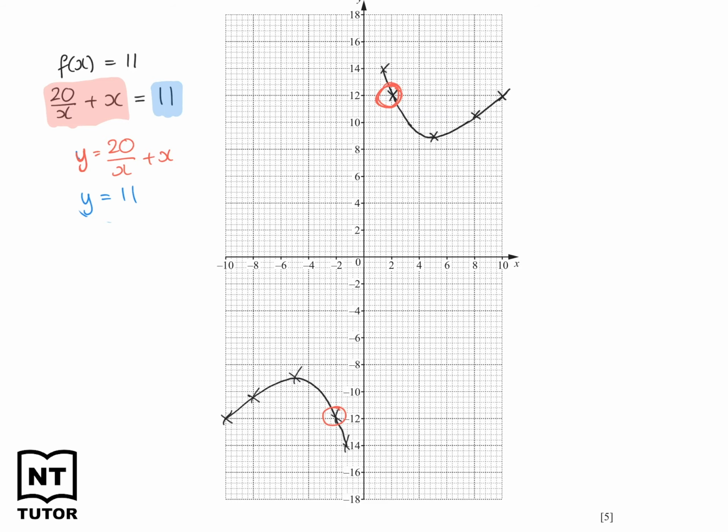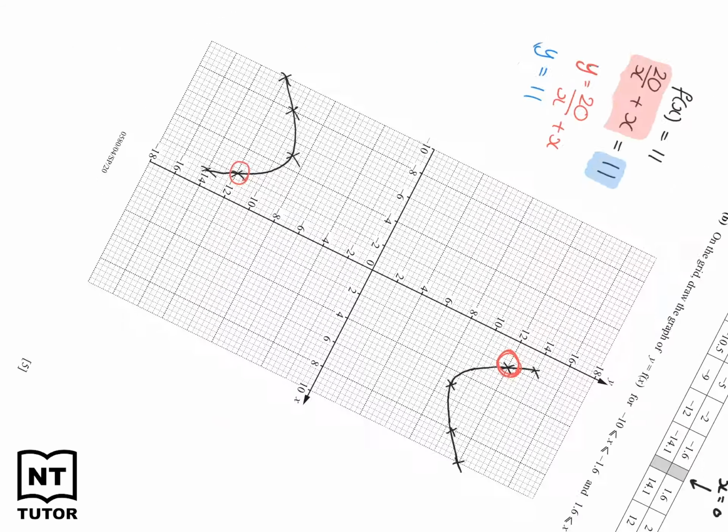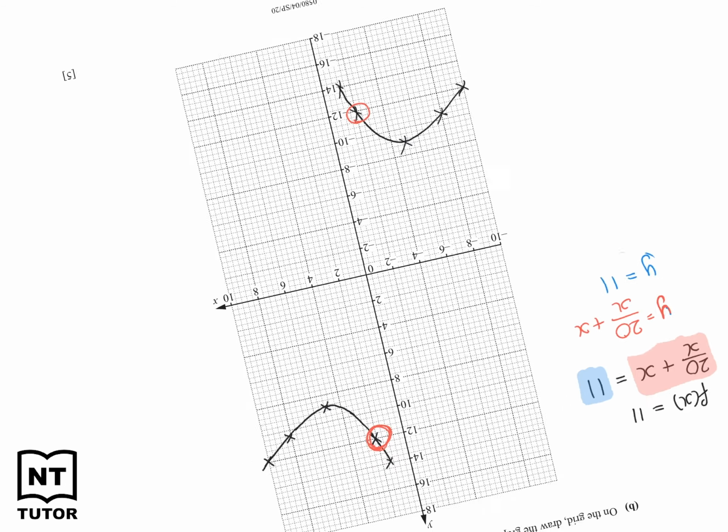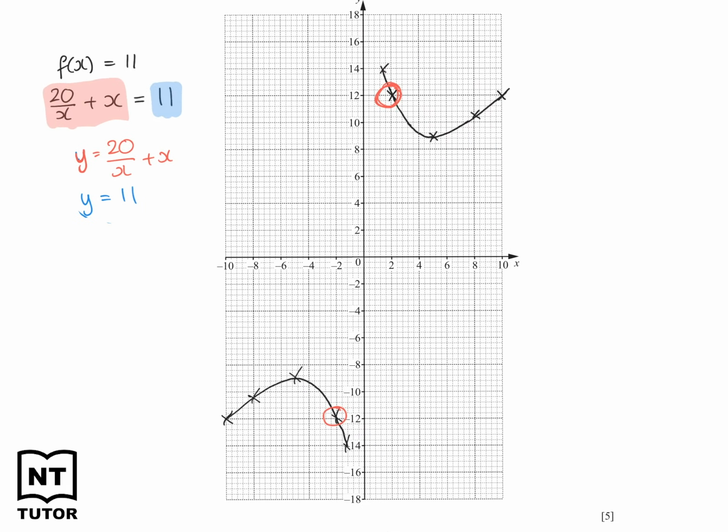And if you try and rotate the graph 180 degrees, we can see that it looks exactly the same. This means that if the coordinates (2, 12) have a gradient of minus 4, then the coordinates (minus 2, minus 12) should also have the same gradient. Therefore, our answer is the coordinates (minus 2, minus 12).